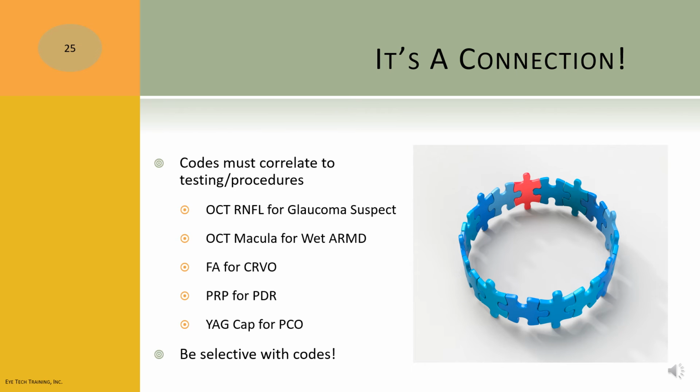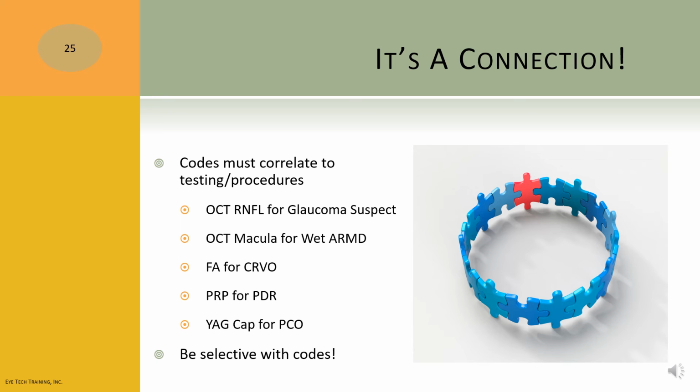Let's talk about making that connection. When you're coding out diagnostic testing or procedures, it's important to make sure that the codes that you correlate with the testing code or the procedure code match the reason that it was done. For example, if you're billing out an OCT-RNFL, it should associate with the diagnosis that drove you to do the OCT-RNFL, most likely glaucoma suspect or some type of glaucoma or optic nerve pathology.